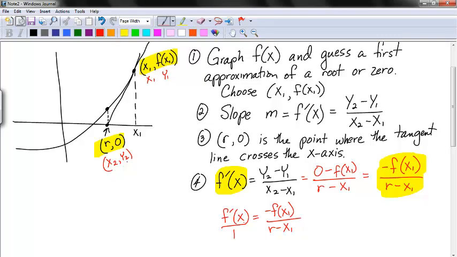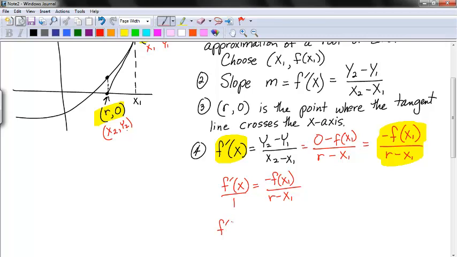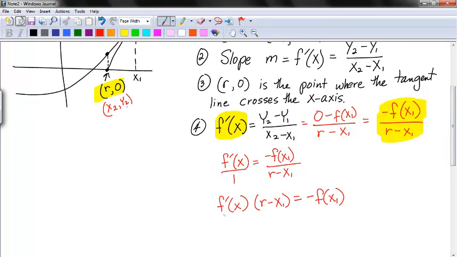If you cross multiply, okay, you're going to end up with f prime of x times the quantity r minus x sub 1. So I'm just cross multiplying, and it equals a negative f of x sub 1. And I'm trying to solve for where it crosses the x-axis, so I'm trying to solve for r. Okay? So to get r by itself, okay, I can divide by the f prime of x on both sides.